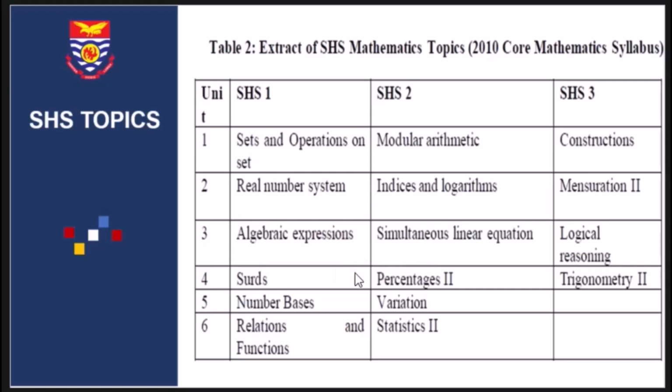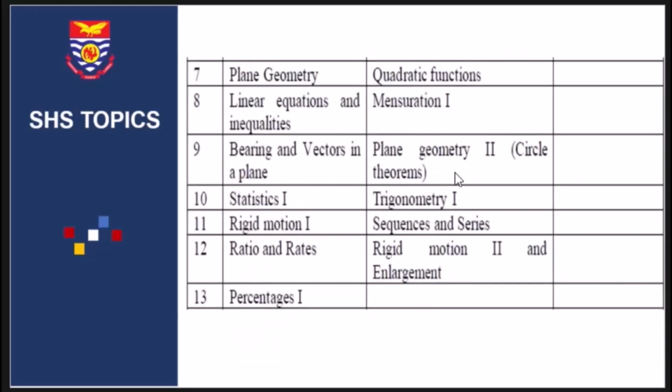So the rest of the SHS 1 and SHS 2 will be shown in the subsequent screens. So look at here we have it. So SHS 1, we have 13, SHS 2, 12, and then SHS 3, we have 4 topics to be treated. So you can pause the video and look at the topics one after the other, and then try to classify them under the 7 areas that we have talked about.